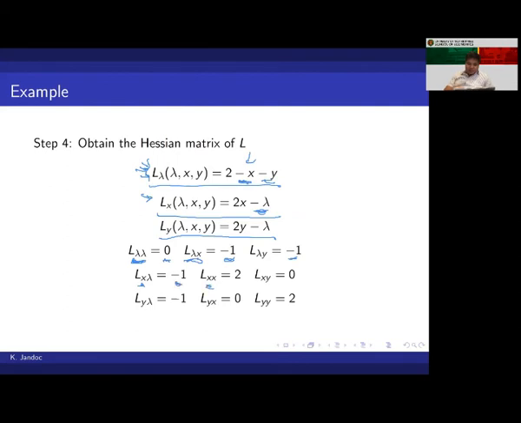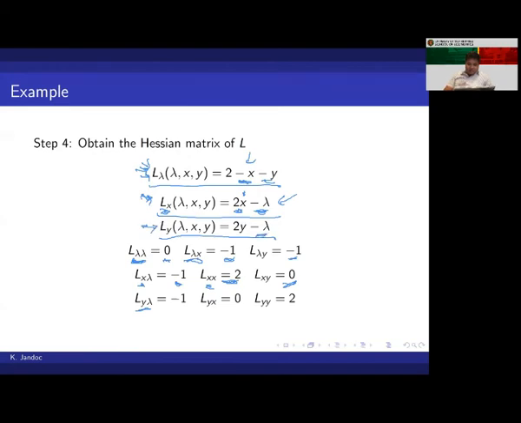Lxx is the partial derivative of Lx with respect to x, so x appears here. Therefore, this derivative is equal to 2. And Lxy is the derivative of Lx with respect to y. Y doesn't appear here, so therefore Lxy equals 0. And finally, Ly lambda is the derivative of Ly, this equation, with respect to lambda.